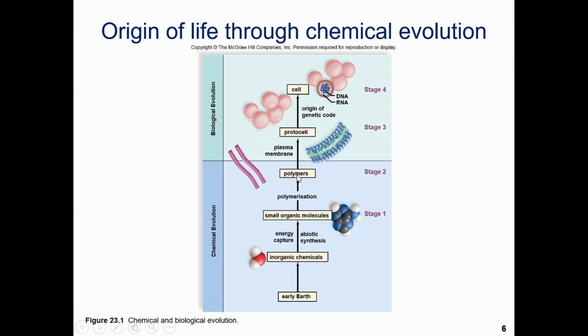Those polymers come together to form the first plasma membrane, which gives us our protocell. And again, the protocell can do almost everything a true cell can. It can metabolize things, it can use cellular respiration, it can use fermentation, it can use anaerobic respiration. It can do all of those things except reproduce. Once we get to the point where we can reproduce, we've entered into the biological evolution stage. We have DNA, we have RNA, we can make more copies.